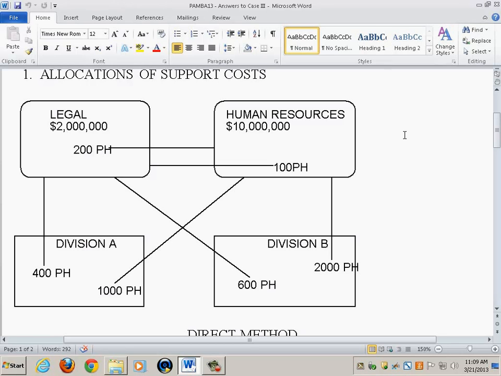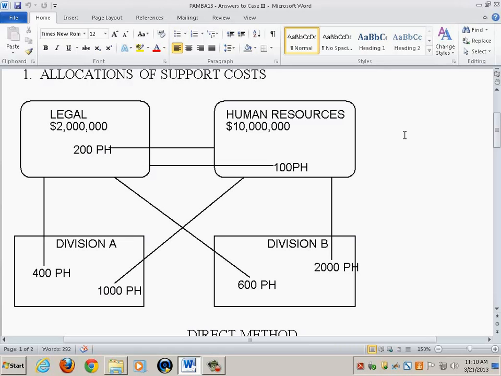What we have, of course, is legal and human resources giving services to Division A and B by devoting person hours to those divisions, but also legal and human resources giving services to each other, also by devoting person hours to each other, in addition to the person hours that they devote to Divisions A and B. So the costs and the flows of the person hours are summarized in this chart.